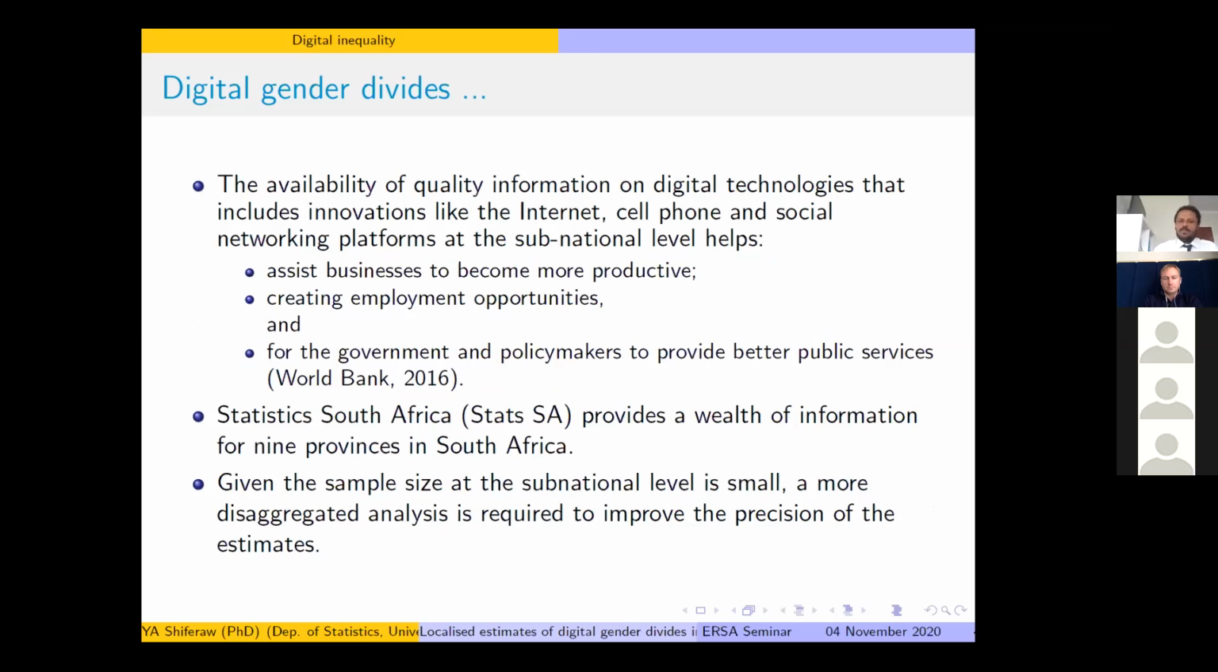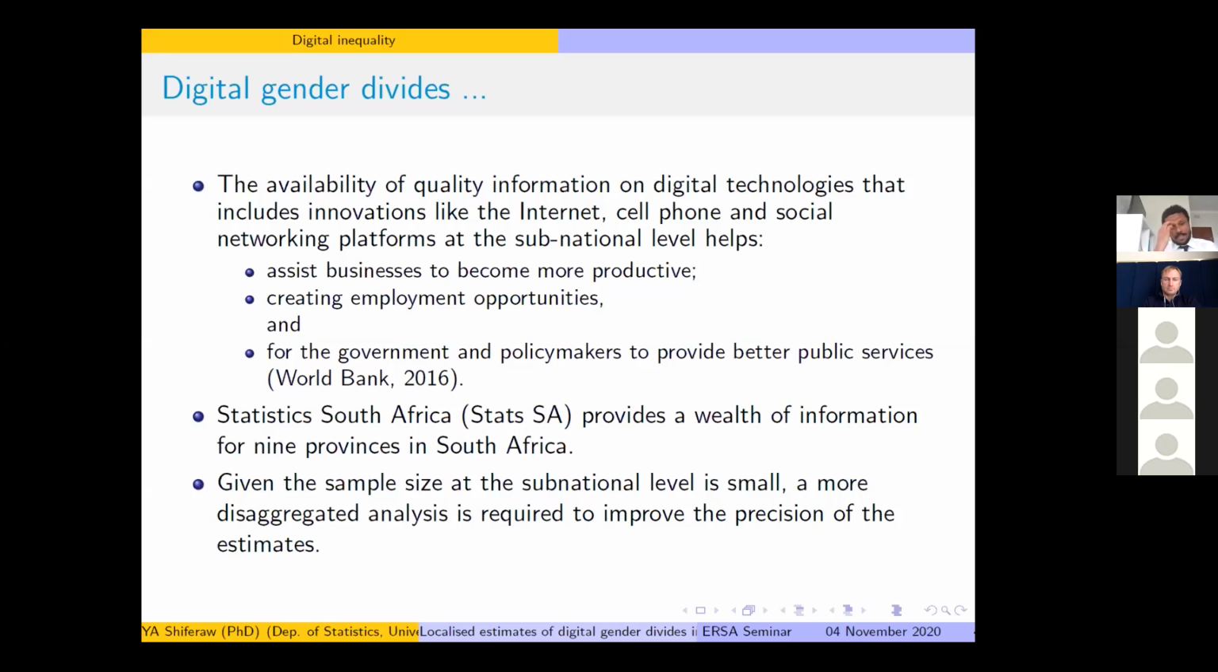The availability of quality information on digital technologies and innovations like the internet, cell phones, and social networking platforms at the subnational level, I will tell you later what the subnational level is in this particular study, helps business become more productive. And it also helps in creating employment opportunities.